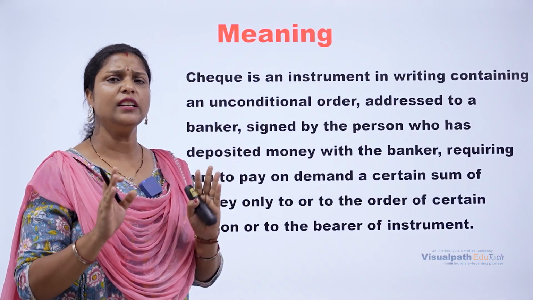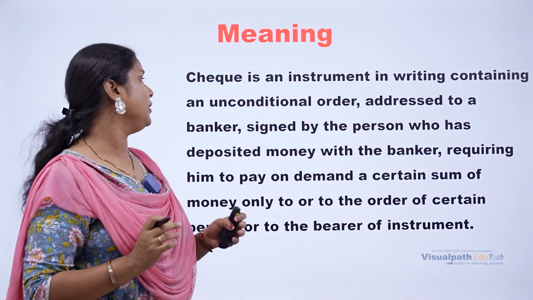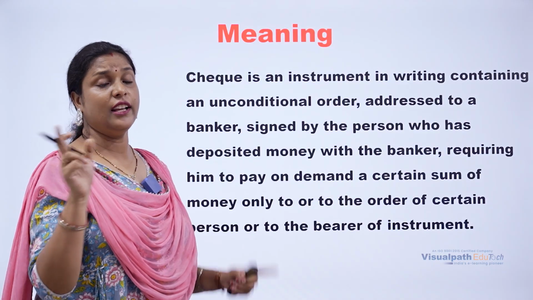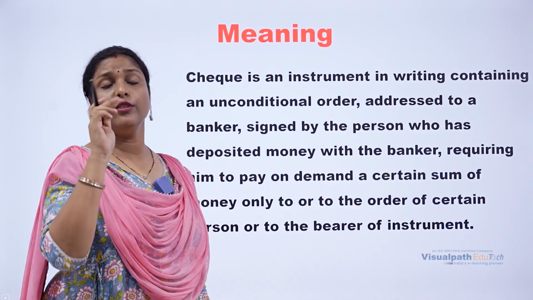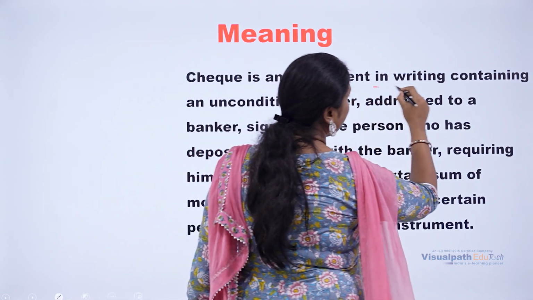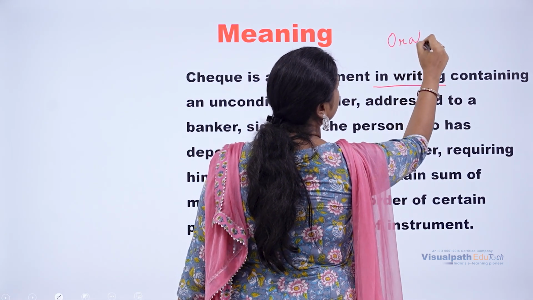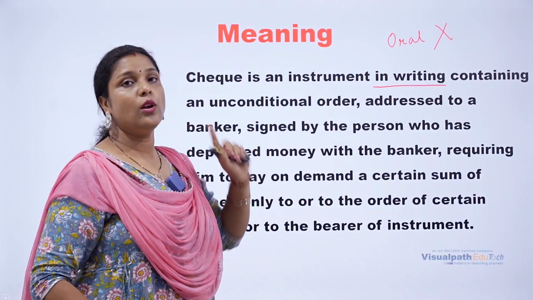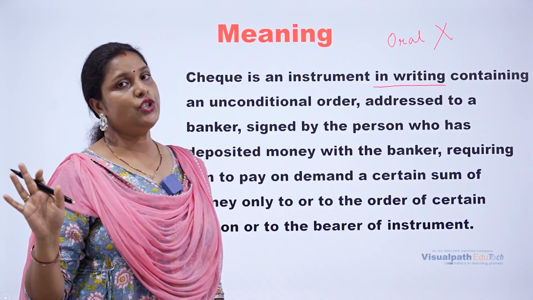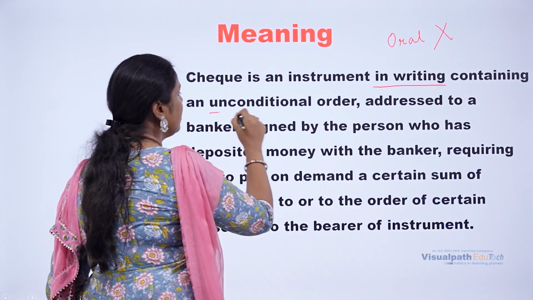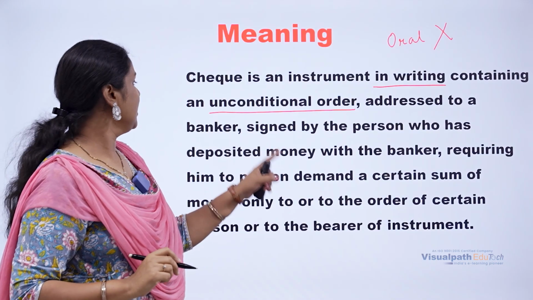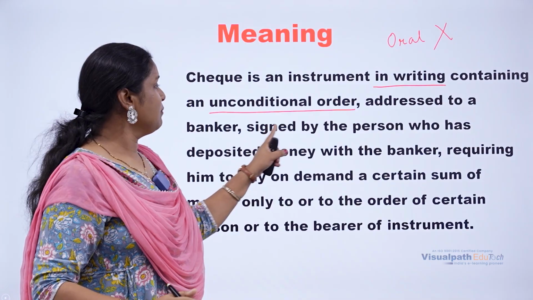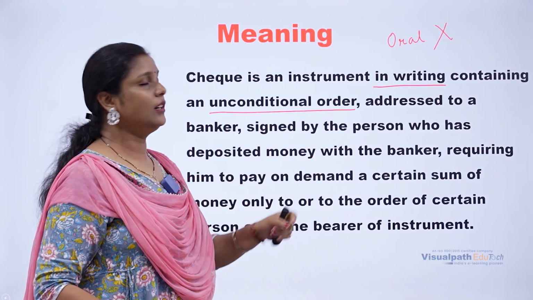If we have to put it in a concise way, what we have learned till now, we can say a check is an instrument in writing. You have seen that some things are printed, a few things are written by hand. So it is an instrument in writing. It cannot be oral. Writing containing an unconditional order. Nowhere is any kind of condition put. Addressed to a banker. Signed by the person who has deposited the money with the banker.